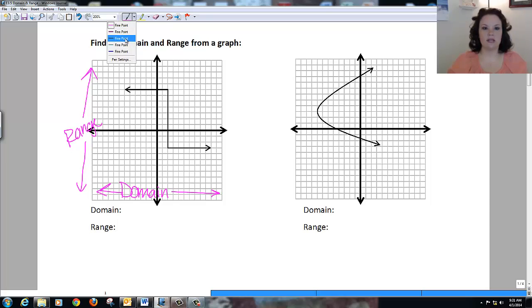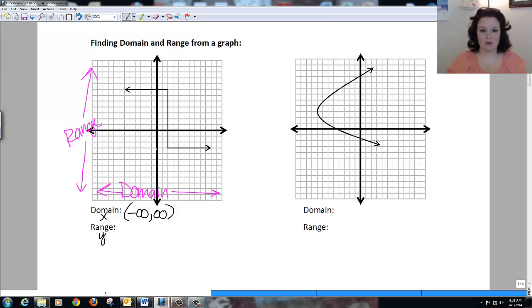Okay. So here on this one, if I look for my domain, the furthest to the left this is going to go is negative infinity, because notice that arrow keeps going to the left, on and on and on. And also it keeps going to the right, on and on and on. So it's going to go from negative infinity to positive infinity. My range is a little bit different.